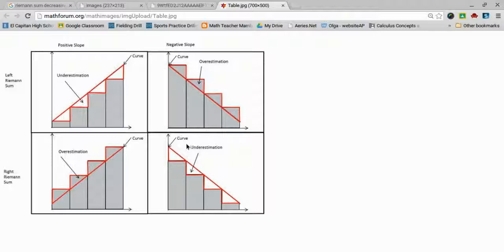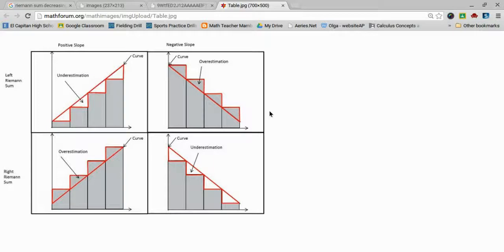If I look here for a negative slope, a right-handed Riemann sum, going this way to the right endpoint, is the same as a lower Riemann sum. This would be my lower bound. Sorry, this would be my lower bound point, and I'm going to my next lower bound point, to my next lower bound point, all the way until my interval ends.